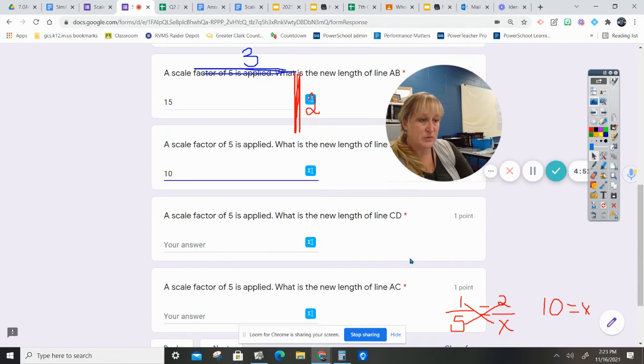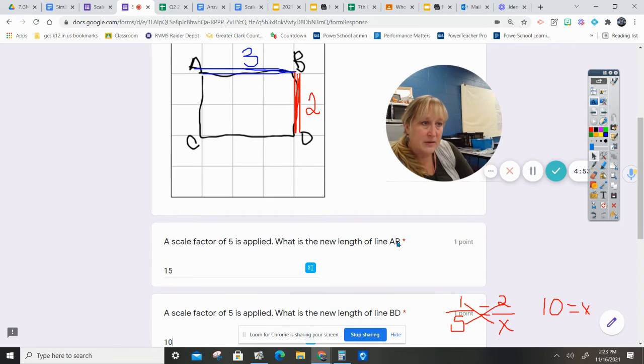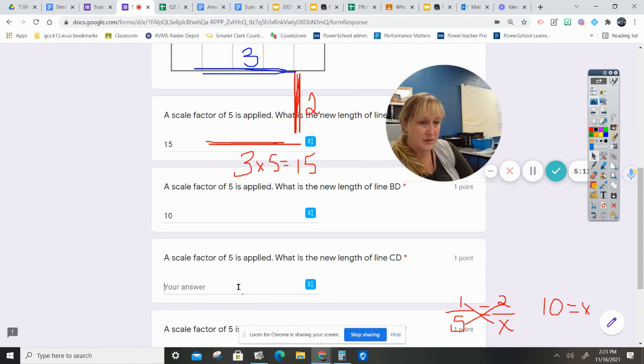All right, the next one is line CD. CD is right here, and it's 3. And it's still a scale factor of 5, so 3 times 5 is 15. Okay, so I can go put that answer in down here as well.